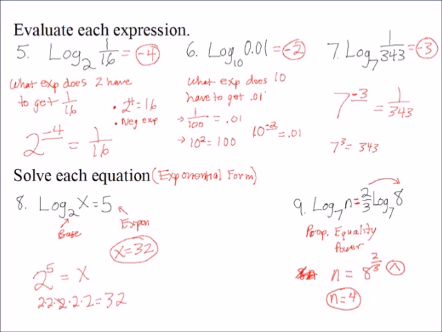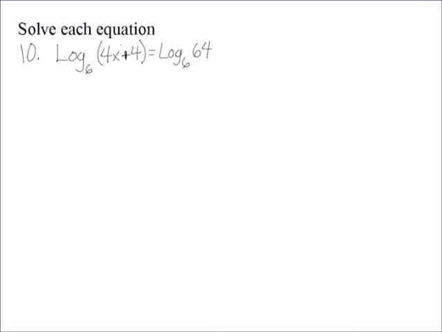Next. Okay, so we're solving equations. The property that you want to look out for on your chart is going to be equality. Basically, if the bases are the same, then your arguments are going to be equal to each other. So you're going to have 4x plus 4 equals 64, okay? And then you just do your algebra 1 thing. So this is 4x equals 60, so x is going to be equal to 15.